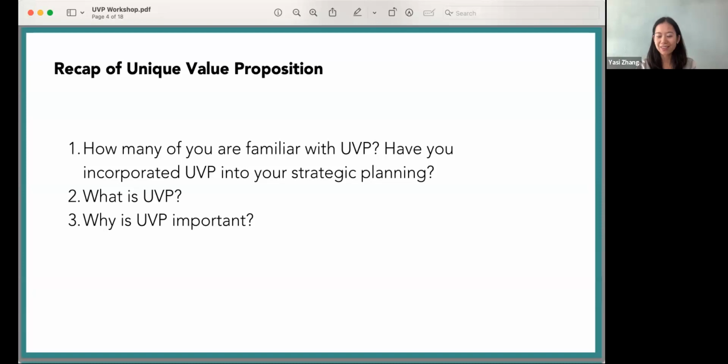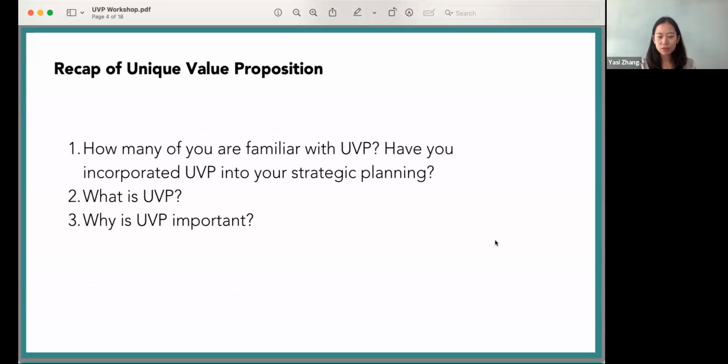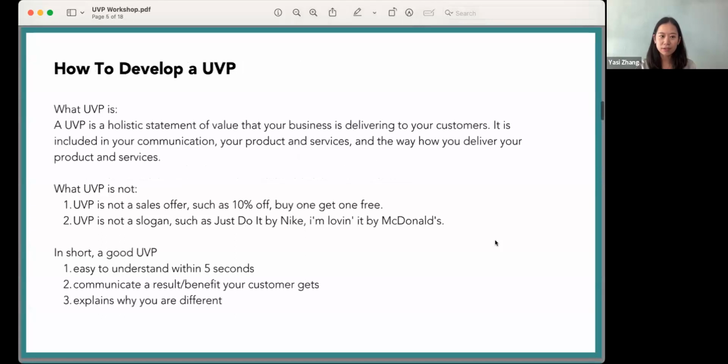Oh, okay, I see no hand. Then you're in the right place. So hopefully after today's workshop, you can incorporate this into your strategic planning. And the second question we should answer is, what is UVP and why is UVP important? So in terms of how to develop a UVP, sorry, I need to jump back to this. So these 2 questions, the second and third questions, are going to be answered after this workshop. So in case you have any questions, you can write in the chat later.